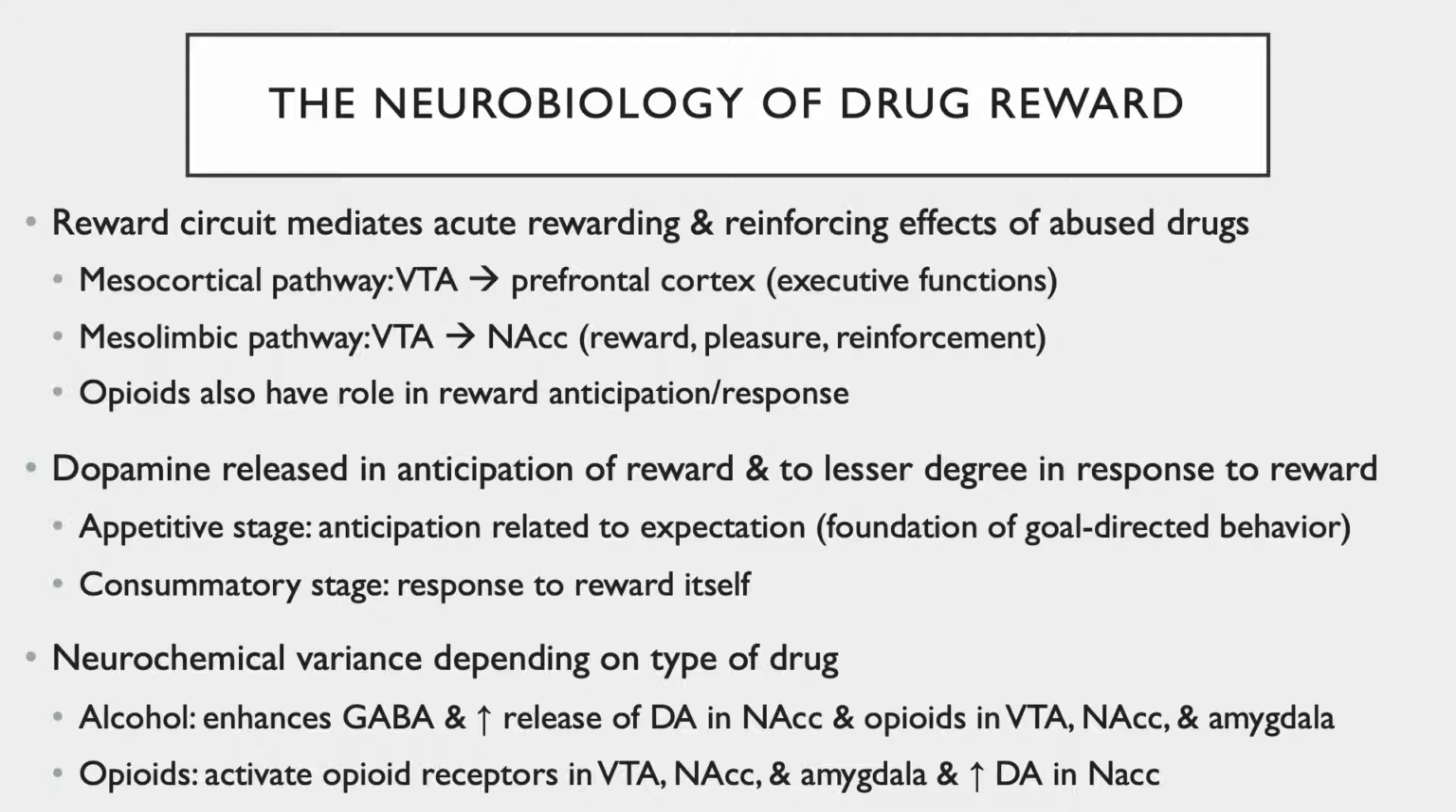Animal studies have proven that dopamine is not the only contributor to the sense of reward and reinforcement. Instead, opioids also appear to play a powerful role in the reward anticipation and reward response. In an absence of dopamine, animals still seek out and respond to rewards. Dopamine is released in anticipation of reward and to a lesser degree in response to the reward itself. Pleasure is more about appetite than satiation. The appetitive stage, which relates to the anticipation related to the expectation of pleasure, is the foundation of goal-directed behavior. The possibility of reward is linked to the biggest response and is intermittently reinforced. The consummatory stage involves the response to the reward itself.